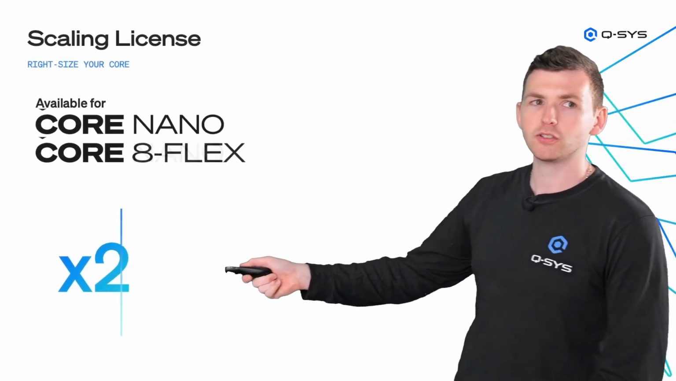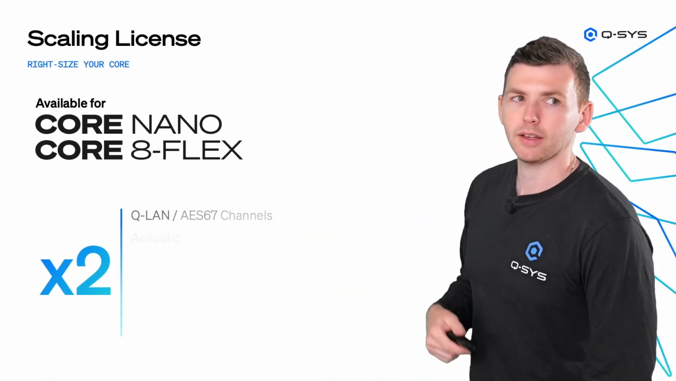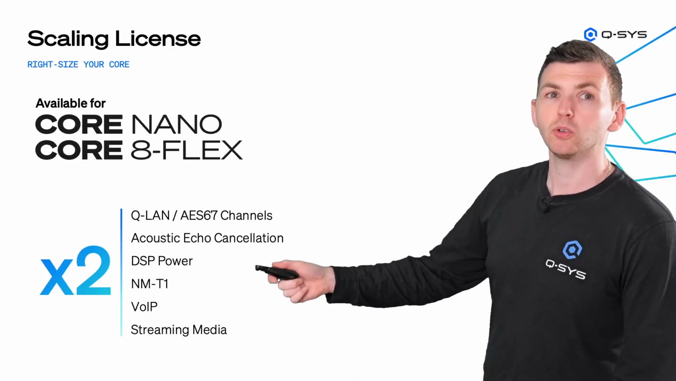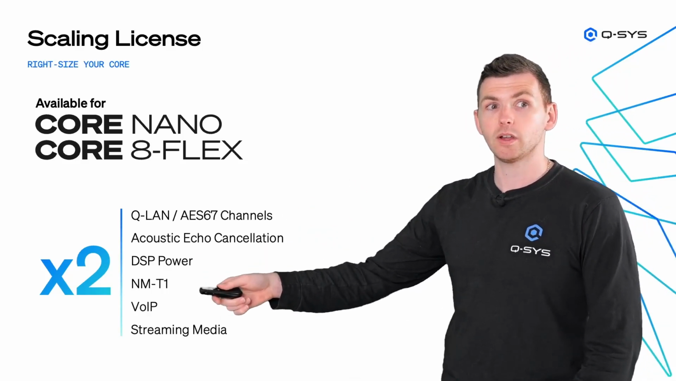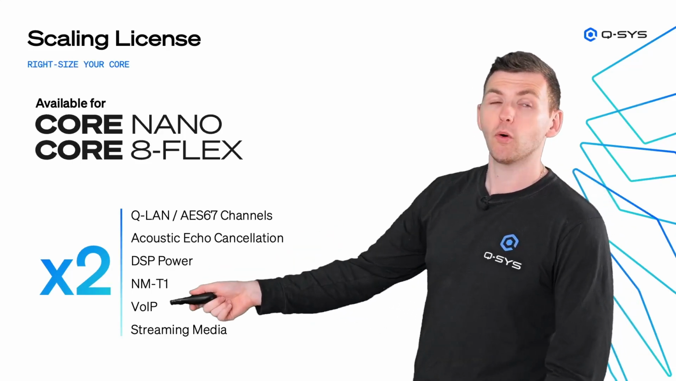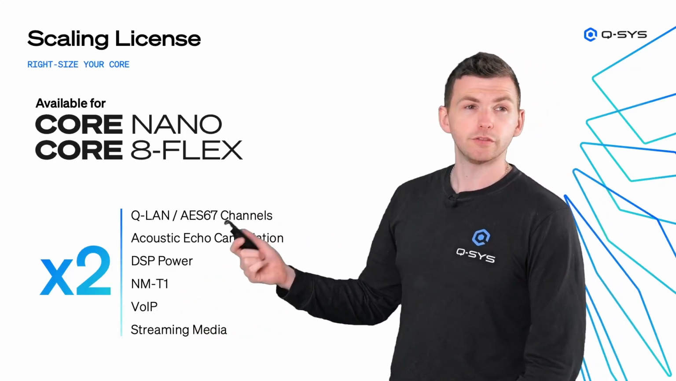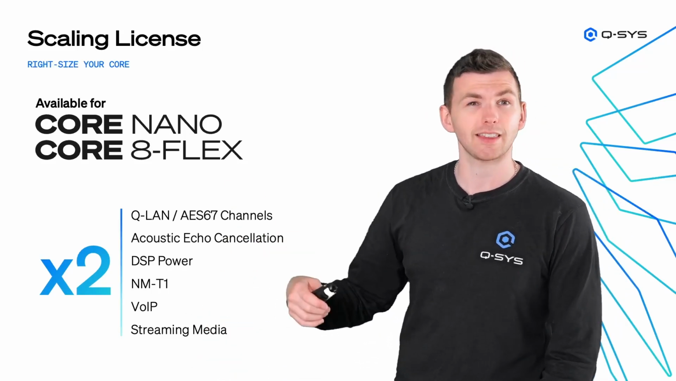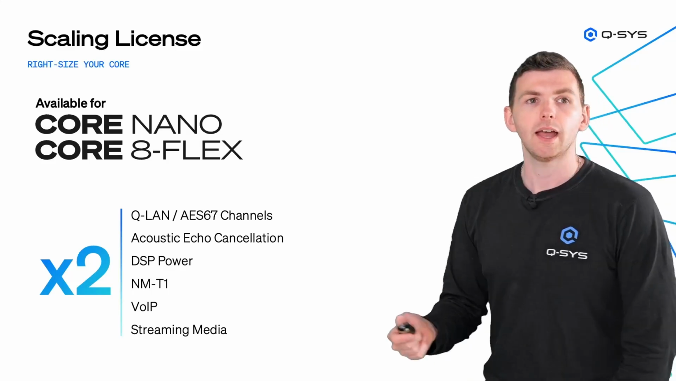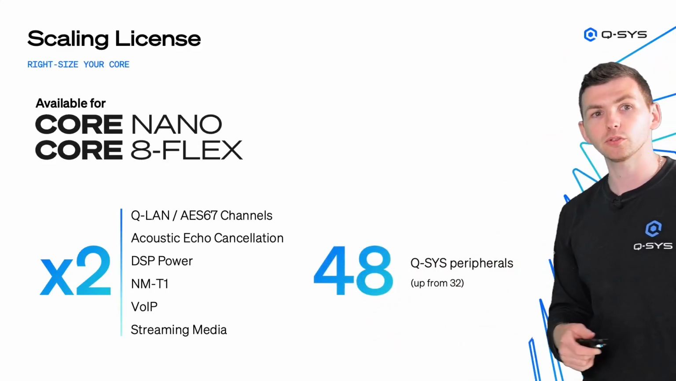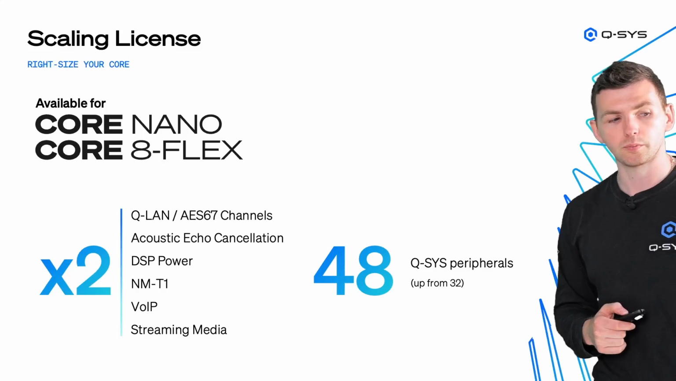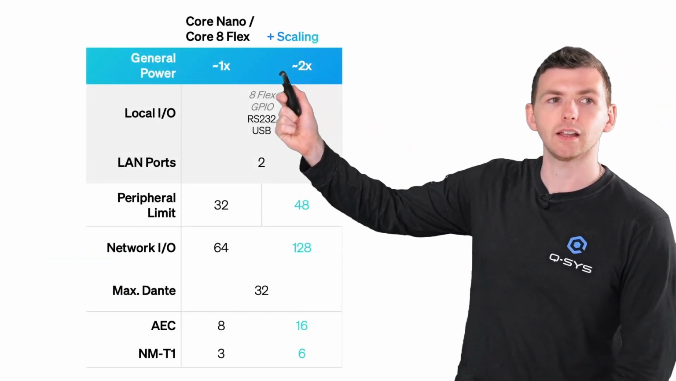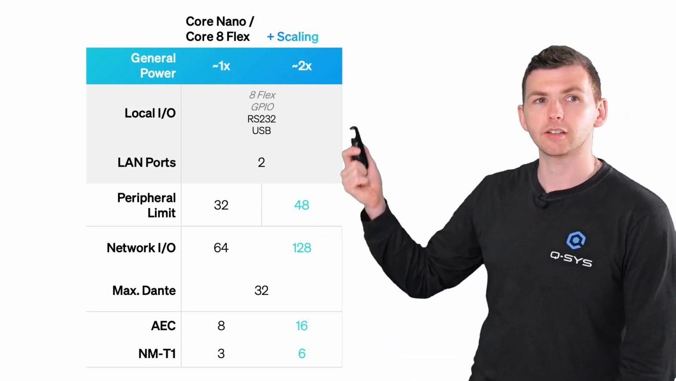So that 2x processing applies to network audio channels, acoustic echo cancellation, general DSP power, NMT1 count, that's what we need right now, VoIP channels, which go from 2 to 4, and also streaming media, for example, internet radio stations, things like that you can actually pull in with Q-SYS as well. And we go up to 48 Q-SYS peripherals from 32. Okay, so if we bring that into this spec sheet, you can see here with the scaling license, we've now got a lot of things upgraded.